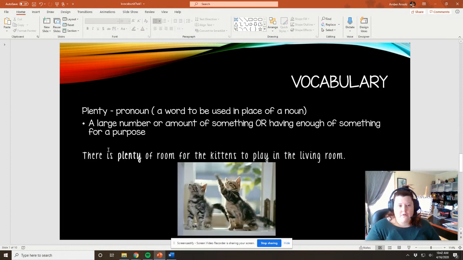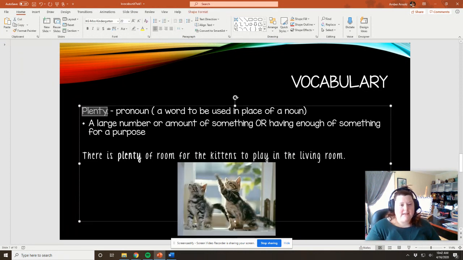And our last vocabulary word is plenty. Plenty is called a pronoun, or a word to be used in place of a noun or with a noun. So, plenty means a large number or amount of something, or having enough of something for a purpose. So, there's plenty of room for the kittens to play in the living room. That means in the living room, there's lots of space, or plenty of space, for the kittens to play.